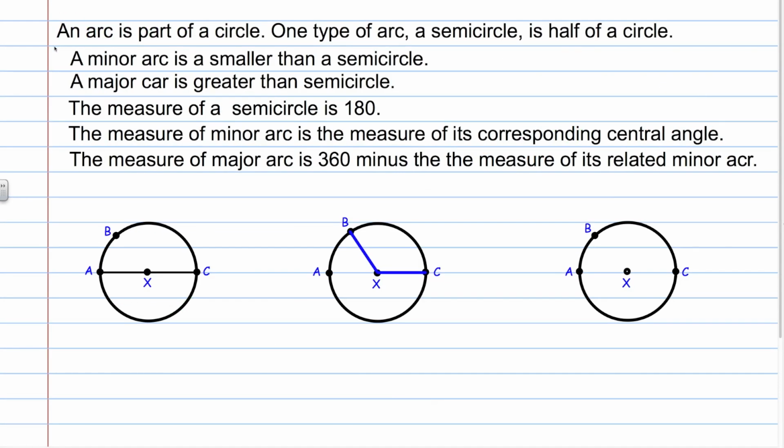Before we talk about arcs and doing any work with arcs, it'd be good to understand and discuss what the different kinds of arcs are. An arc is a part of a circle. One type of arc, a semicircle, is half of a circle. So here in this diagram, we have a semicircle. We have segment AC acting as the diameter, and so arc ABC is a semicircle.